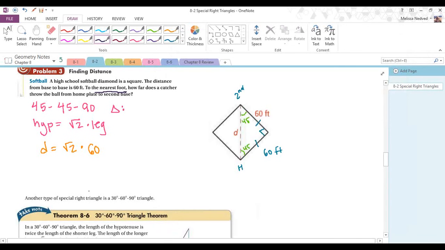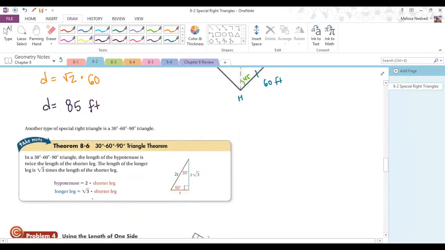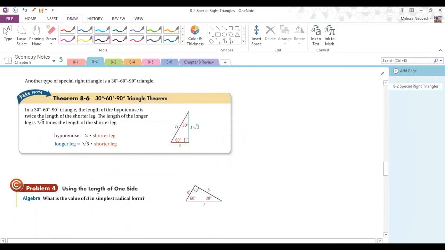So that distance from home plate to second base is about 85 feet. So always make sure that you're paying attention to how they want you to leave your answer and do so accordingly. Okay, that's all we're going to talk about 45, 45, 90 triangles.